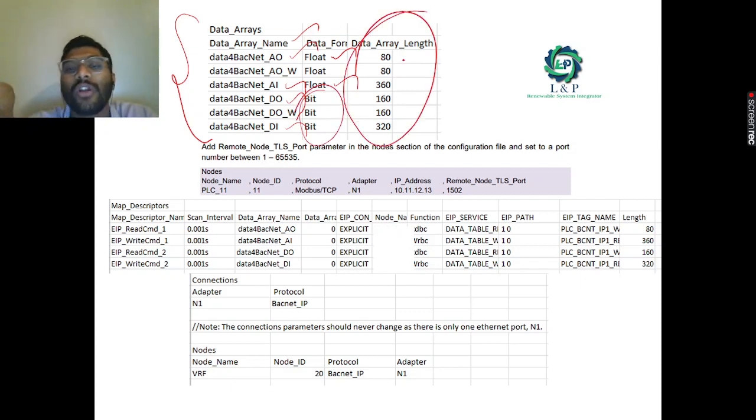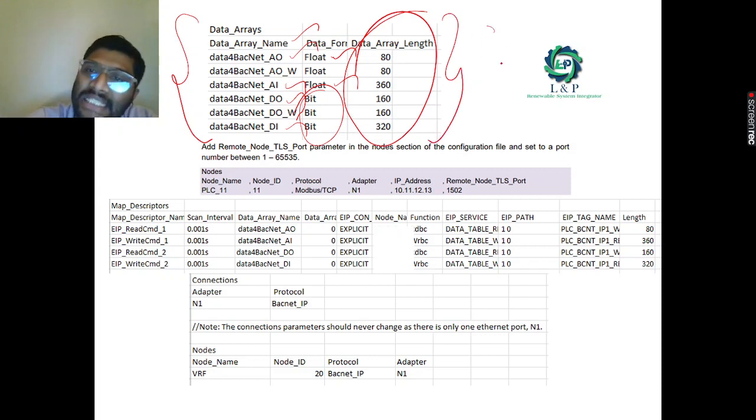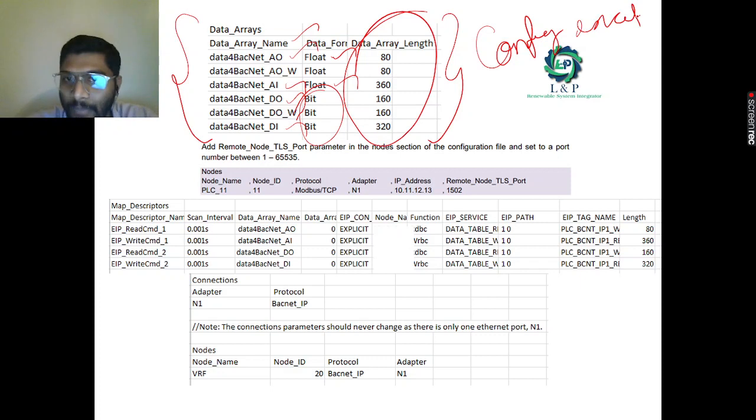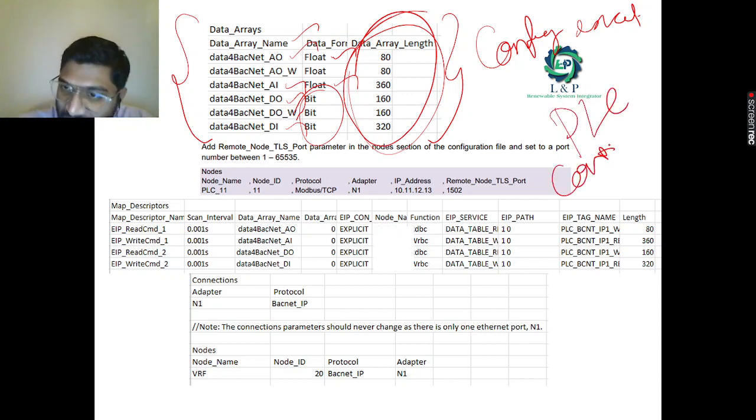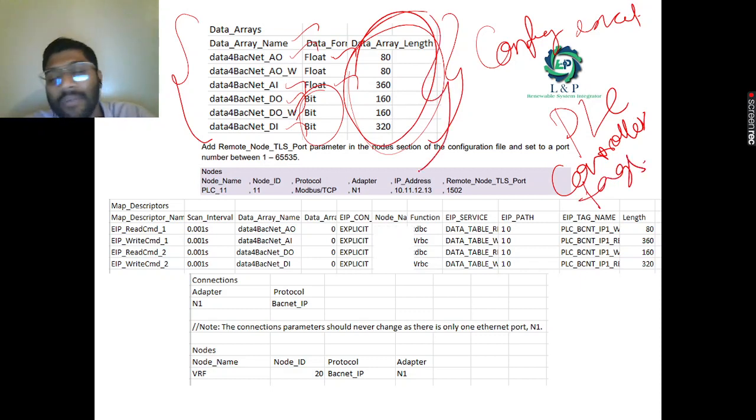This is very much important because this is the one we are assigning inside the configuration Excel file that you have downloaded from the field server. The same details you need to assign inside your PLC controller tags. That is the most important thing. Inside the controller tags, you need to assign this data array length. If this length is different, then there might be some sort of complication. It is better to assign the required length that you want.